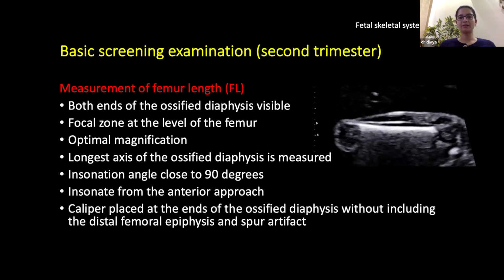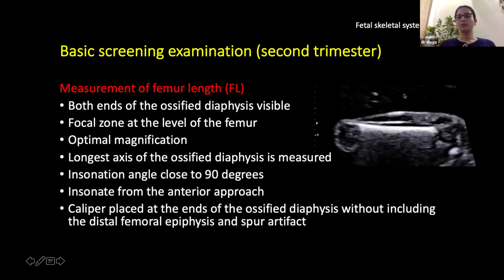Now, as we all know, the basic screening of the fetal skeleton, be it in the second or the third trimester, begins with measurement of femur length. As you can see in this image, when we obtain a femur length, the bone should be as straight as possible, such that both ends of the ossified diaphysis are clearly visible. The focal zone should be at the level of the femur shaft. There should be optimal magnification so that you see the ends of the femur very clearly and know where to place the calipers. The longest axis of the diaphysis is to be measured.